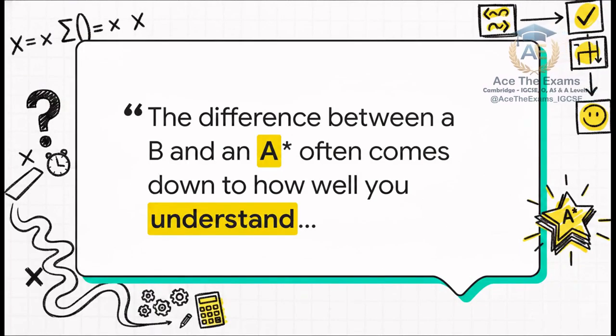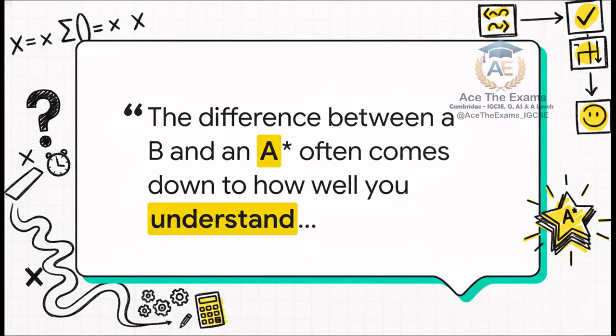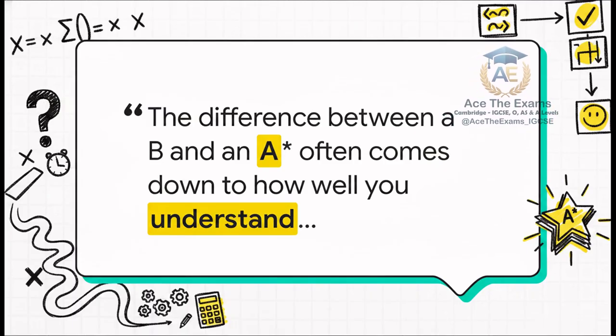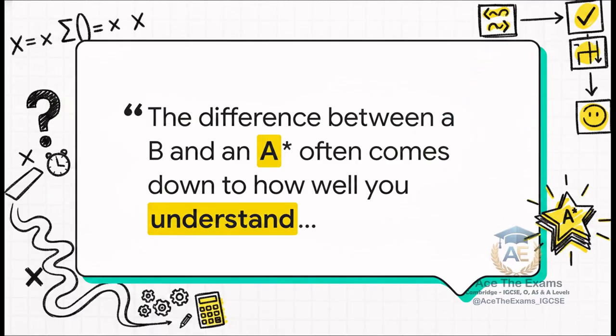Take a look at this quote, right from a Cambridge senior examiner. The difference between a B and an A star in additional mathematics often comes down to how well you understand the phrase, correct answers without working are acceptable. Now, when our student Sam first reads that, it sounds like an open invitation to take a shortcut, right? Sam thinks, awesome, I can just punch the numbers into my machine, write down the final answer, and I'm good to go.